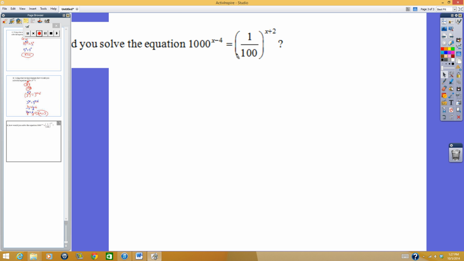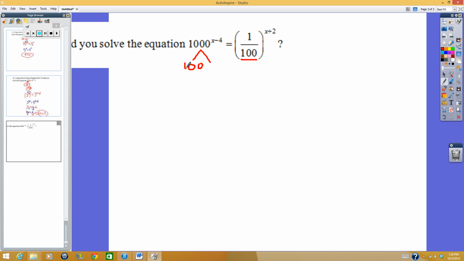You've got 1,000 to the x minus 4 power equals 1 over 100. That whole thing is to the x plus 2 power. If you think that we should start off by using 100 as a base, I really urge you to try to break this 1,000 down.